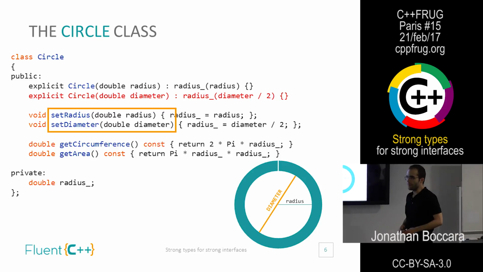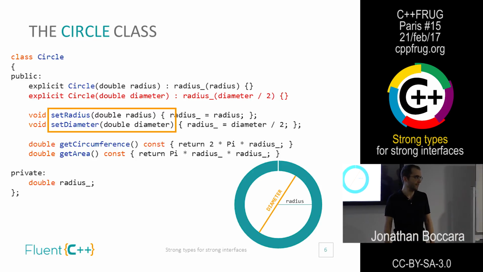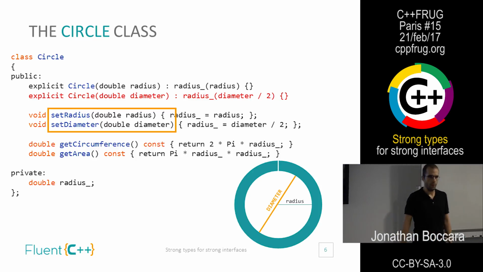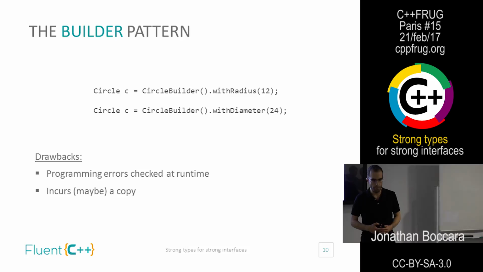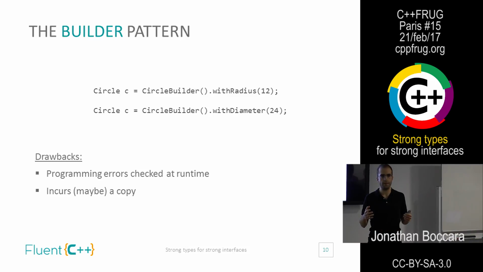So, how can I fix that class to make it accept diameter? Before jumping into strong types, I want to show two possible implementations that do the job, but that I don't think are as adapted as strong types for that type of problem. The first one is the builder pattern. A builder pattern consists in having a class which has the responsibility of building another class.